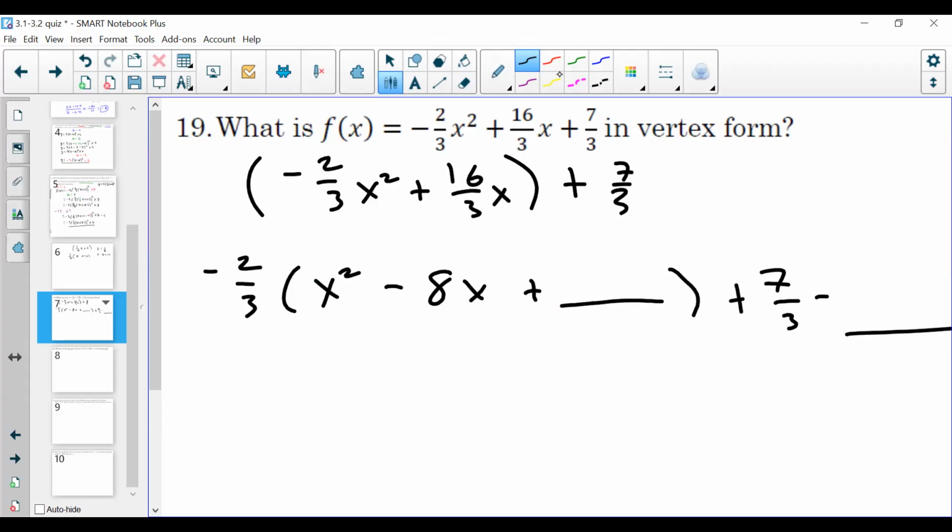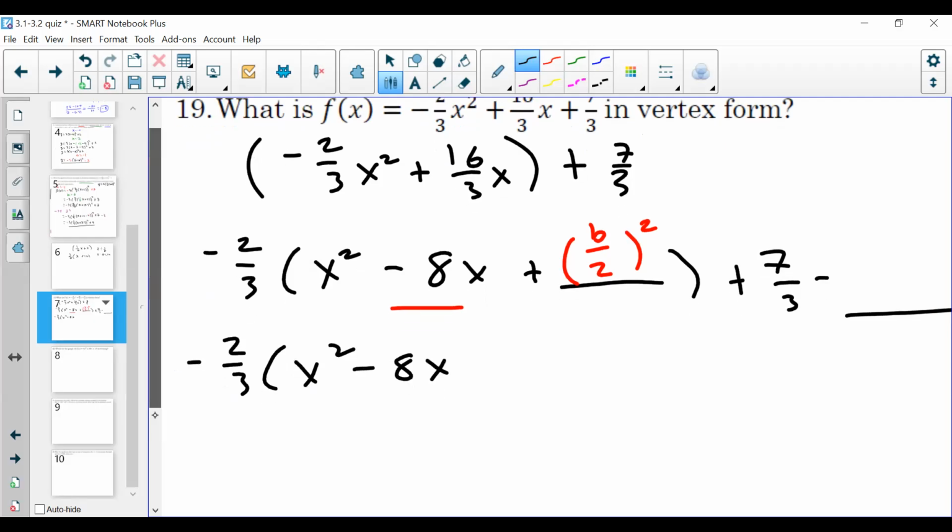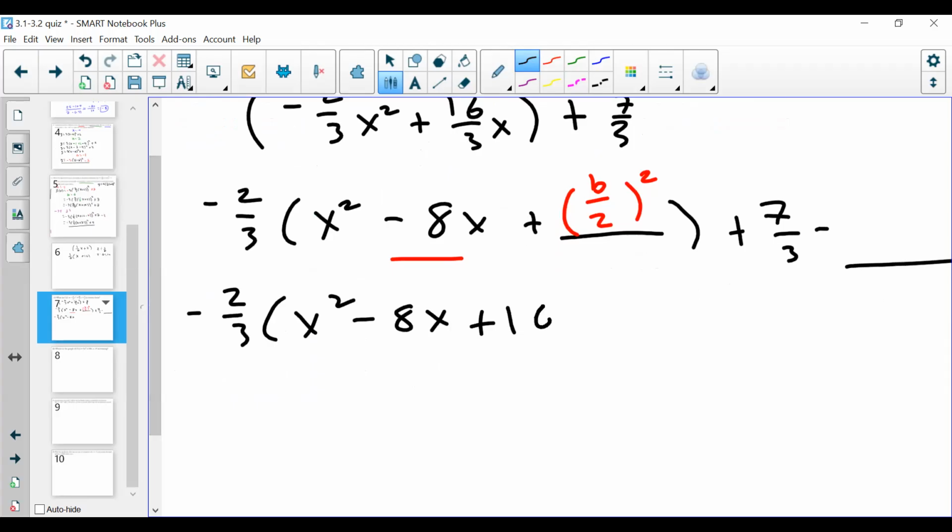Remember, this first blank is always your b term divided by 2, squared. And your b is -8. So what I end up getting is -2 over 3 times x squared minus 8x. -8 divided by 2 is -4. -4 squared is 16. And I have plus 7 over 3. And remember, I'm putting in the 16, so I need to balance it out by subtracting what I put in.